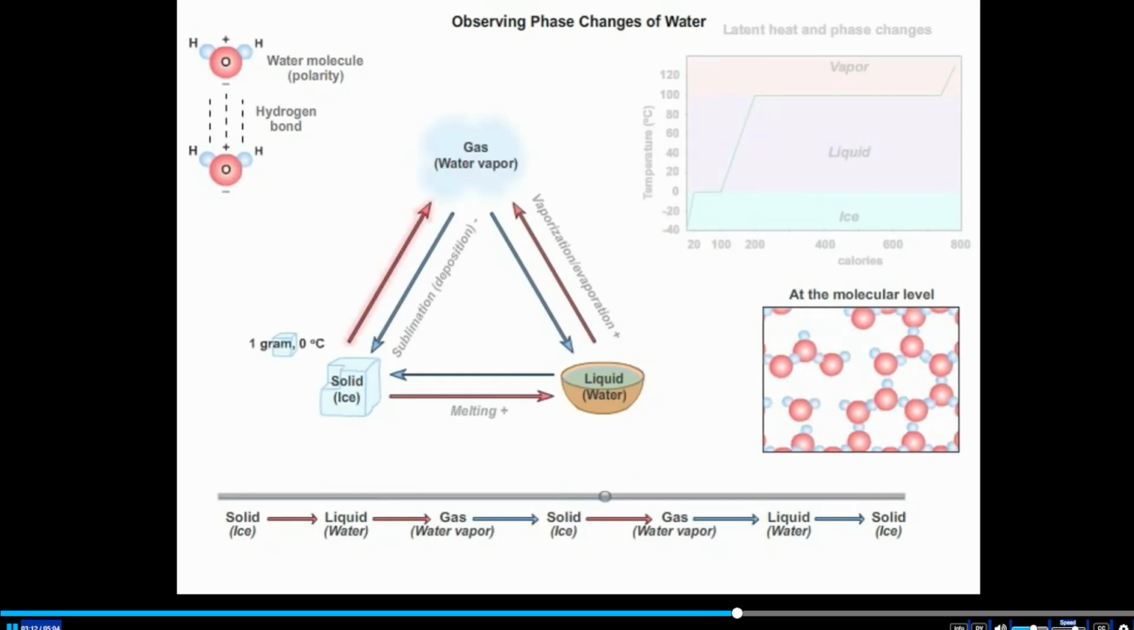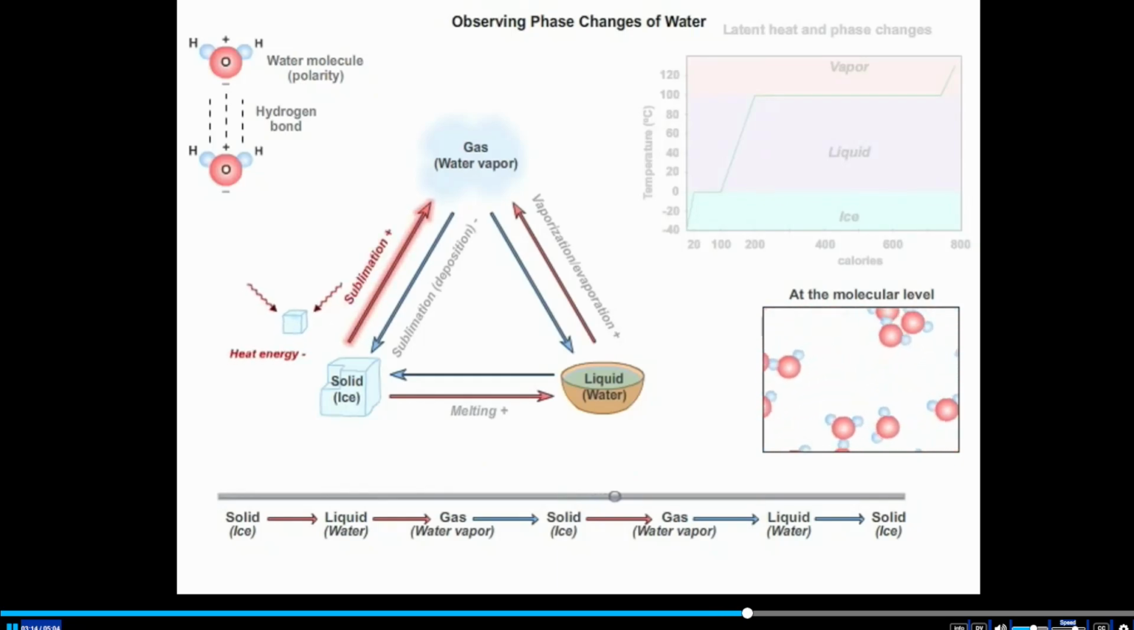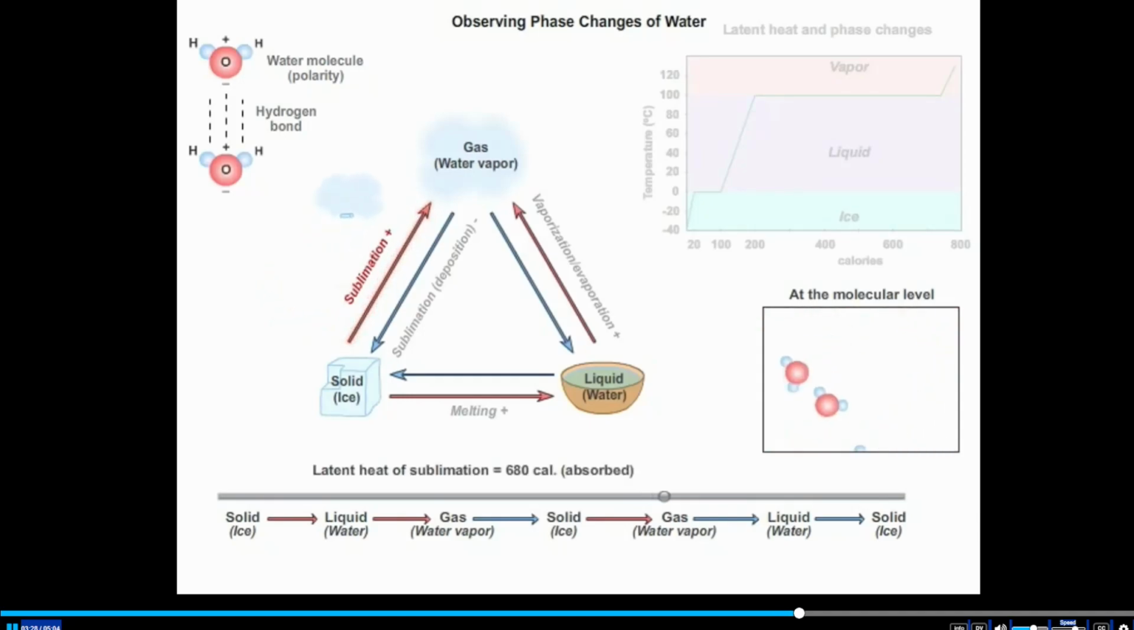Next, we see the 1 gram of ice heated and converted directly into water vapor through the process of sublimation. As you see in the molecular view, in order for the water molecules in the ice to gain enough kinetic energy to convert to a vapor, the latent heat of sublimation must be absorbed.